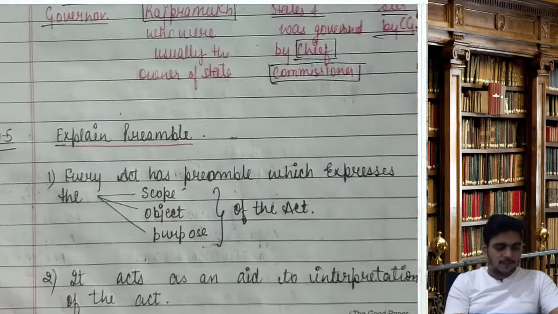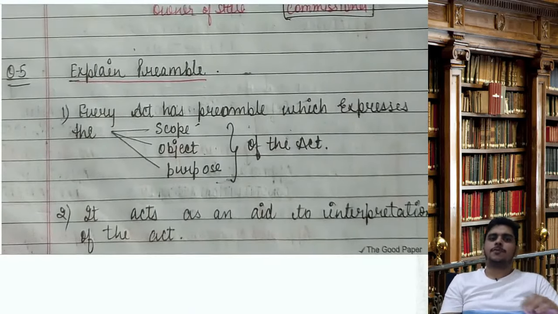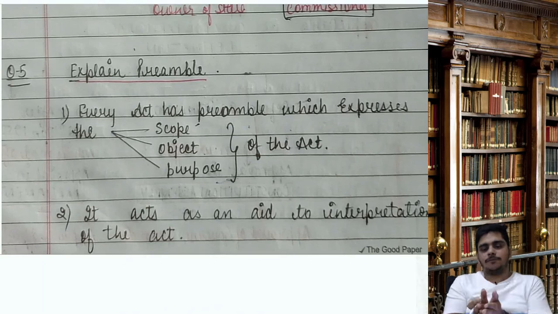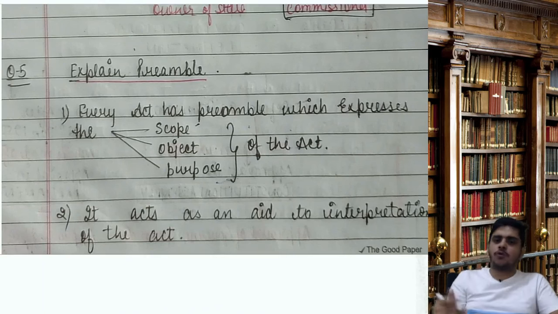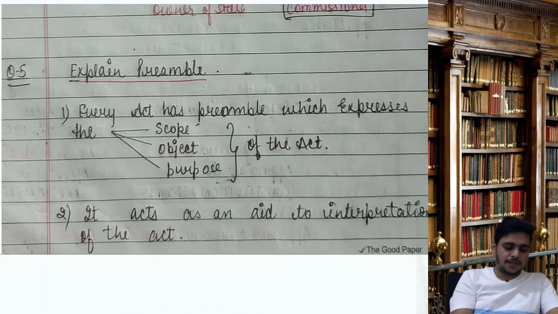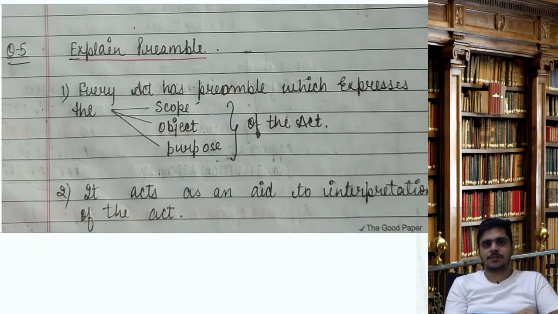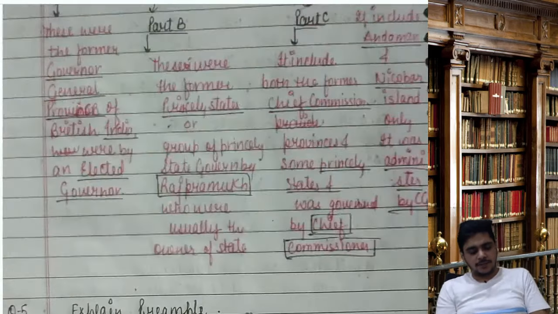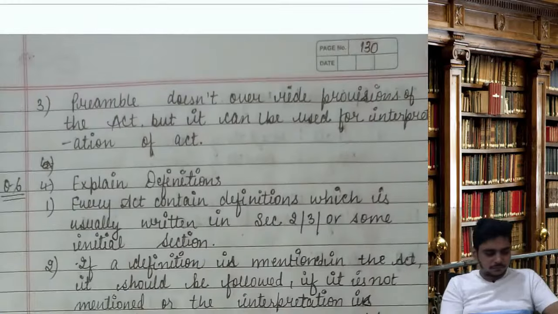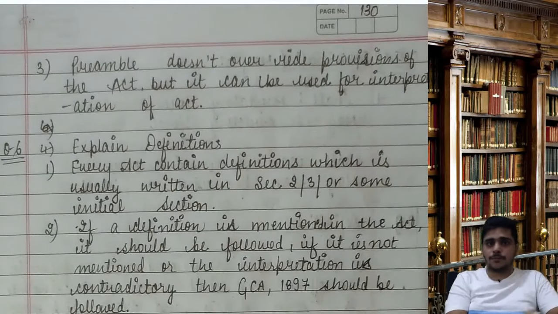Now, next question is, explain preamble. So preamble is basically when you open the bare law, you have to read the first few lines. It gives you the object and scope of the act. It does not override the provisions of the law. Every act has a preamble which expresses the scope, object and purpose of the act. It acts as an aid to interpretation. It helps in interpreting the act. Preamble does not override the provisions of the act, but it can be used for interpretation of the act.